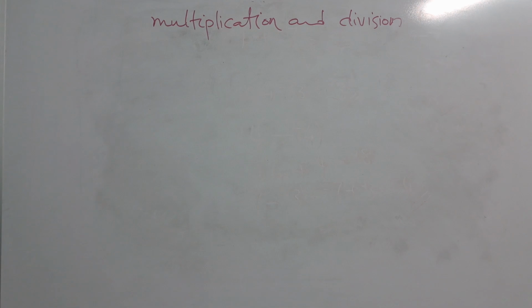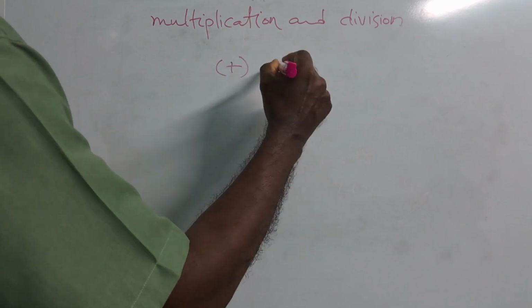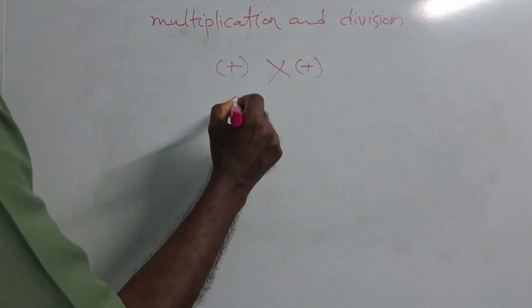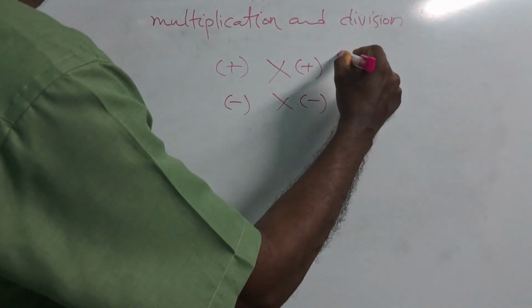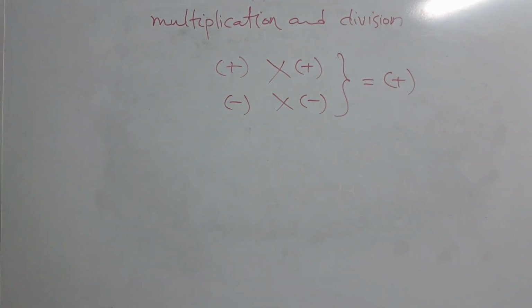If you are thorough with the rules of addition and subtraction, then move to multiplication. It's very simple. When you multiply two positive numbers, or when you multiply two negative numbers, the answer is a positive number. When I give you some examples, it will be very clear to you.